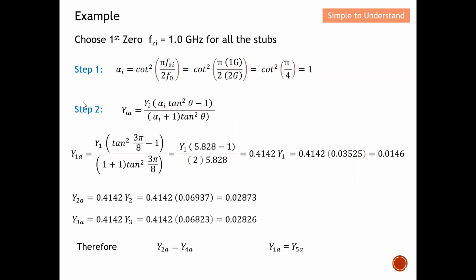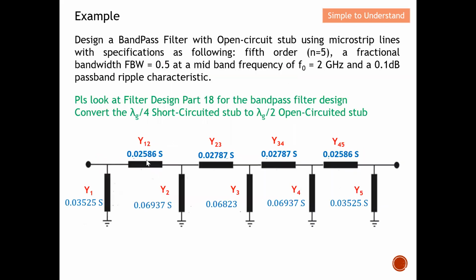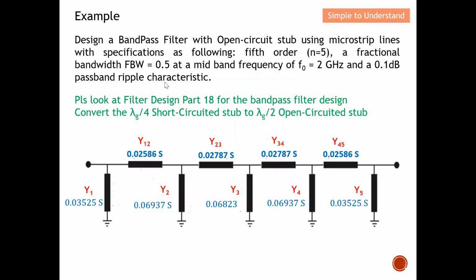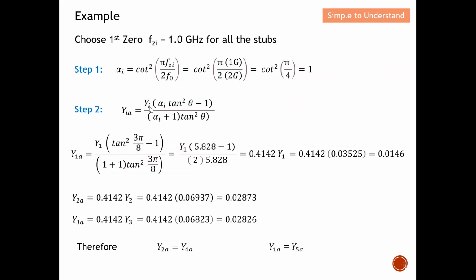Next, let's go to step 2. This is the formula to calculate the upper portion of the open circuit stub. Let's take a close look. How can we obtain the value for the so-called upper portion of the open circuit stub? This is the formula which I showed you earlier, classified under step number 2. Under step number 2, for example, I can calculate this.